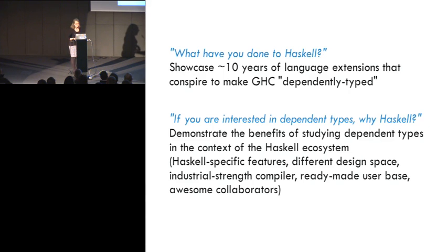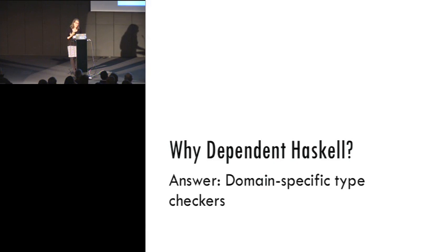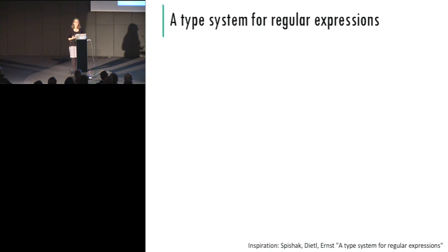Okay, so why am I interested in dependently typed programming in the first place? There are lots of answers, but my answer today is that I want to be able to create domain-specific type checkers. I want type checkers to check invariants of my program so that I don't have bugs. Those invariants might be tailored to the application that I have. So the example I'm going to show you today is a domain-specific type checker. It's a library for regular expressions, but it has a type system that's going to work for those regular expressions. So what do I mean?